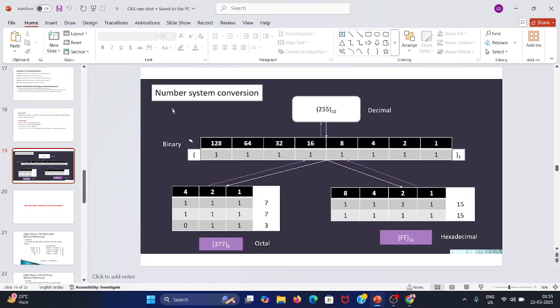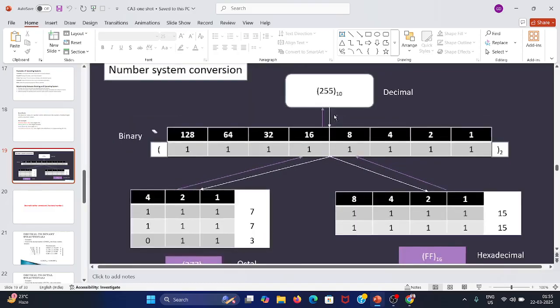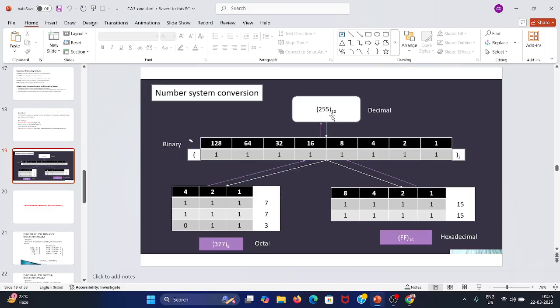So I have a trick for you here, for number system conversion. Let's say there is a decimal number given. Okay, so as you can see, 255 is the decimal number in our case, and if they told you that it's a decimal number, it means its base will be 10.